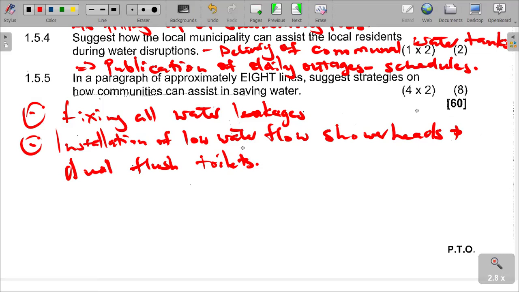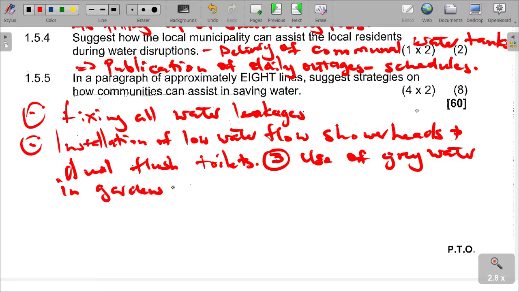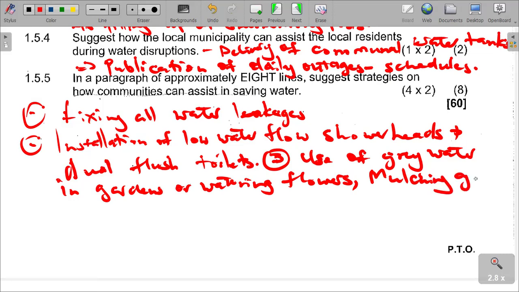use of grey water for plants, number 3, use of grey water in gardens or for watering flowers. When they take the bath water to water flowers, you can talk about mulching gardens.